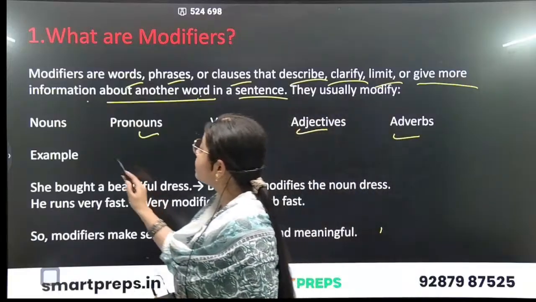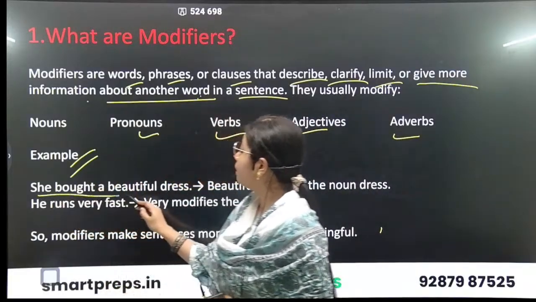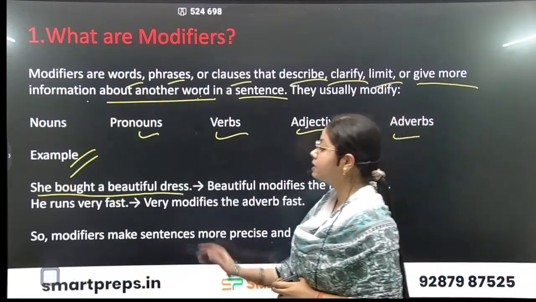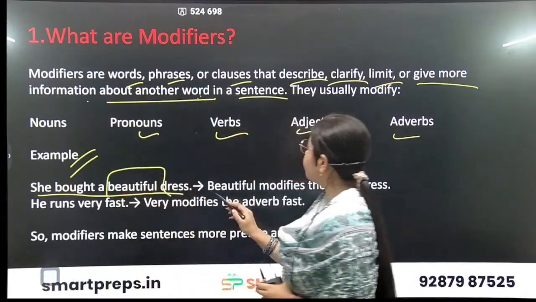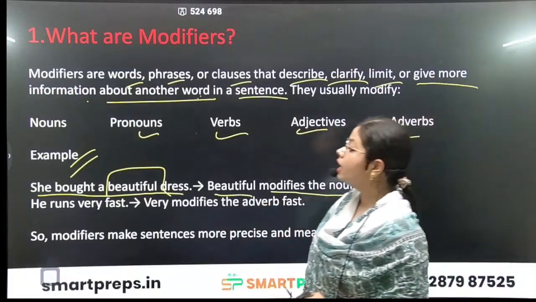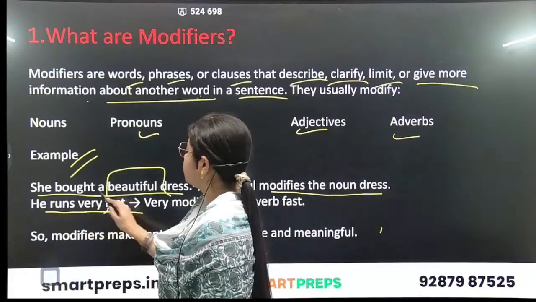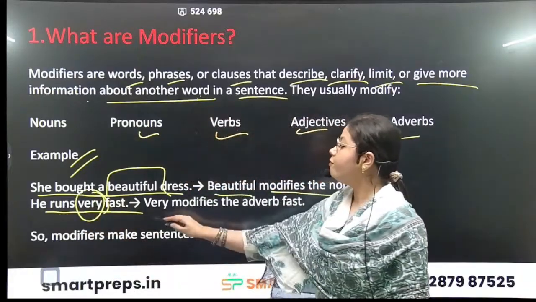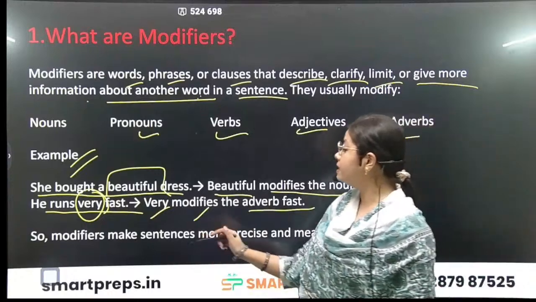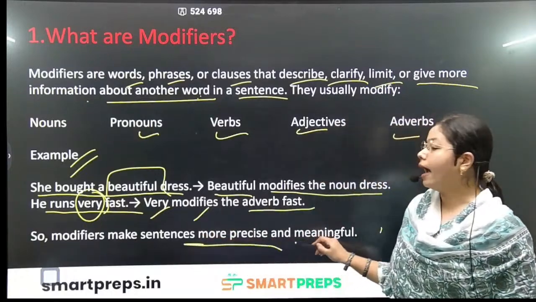Okay, for example, she bought a beautiful dress. Now this word beautiful modifies the noun dress. Okay, he runs very fast. So very modifies the adverb fast. So modifiers make sentences more precise and meaningful.